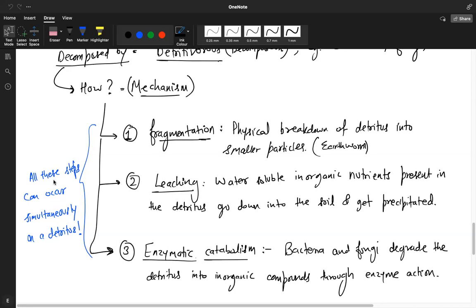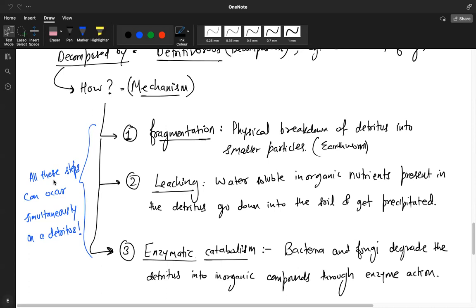And then on that same particle, leaching can happen. Leaching is when smaller or even bigger detritus has water soluble inorganic nutrients present in it. When this gets dissolved in water and percolates into the deeper soil layers, that's called leaching of the detritus. Okay. And third is enzymatic catabolism.